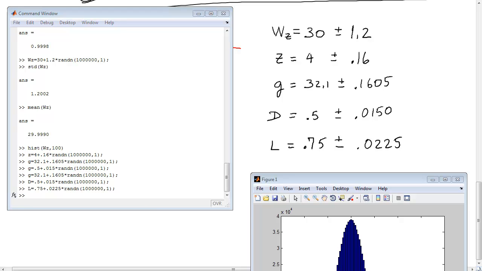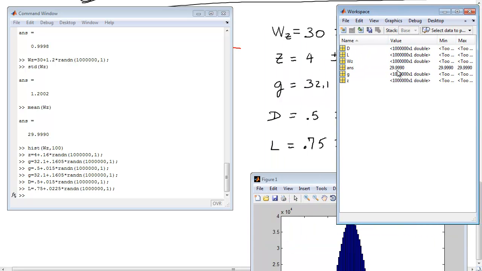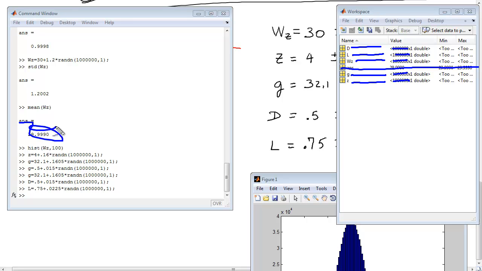So if you look at what I have in my workspace, I have D. I have 1 million values of D. Here, let's bring out the annotator here. I have 1 million values of L, 1 million values of the weight, 1 million values of G, and 1 million of Z. The answer is just something that was carried along from this right here. All right.